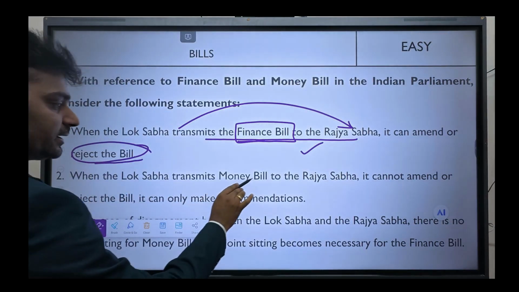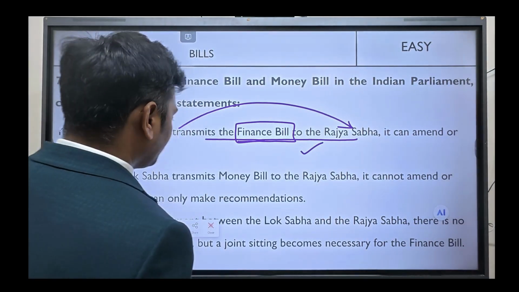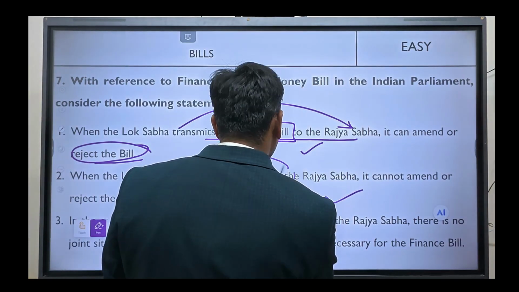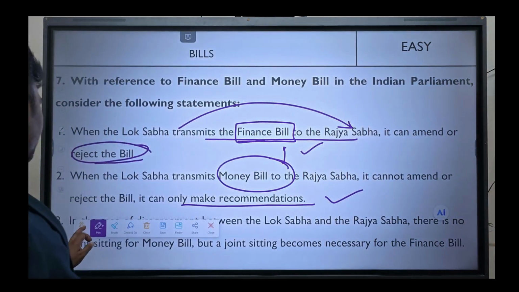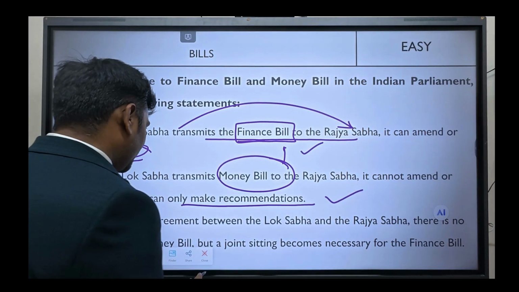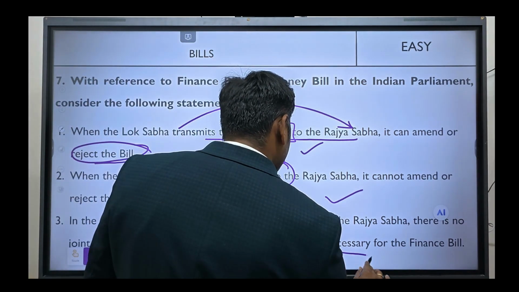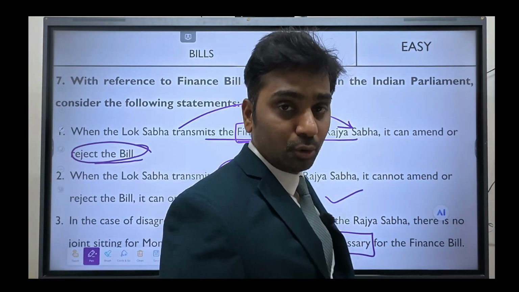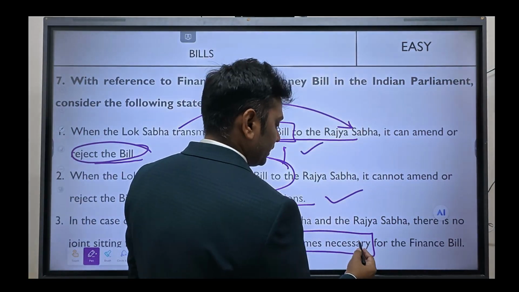When the Lok Sabha transmits a money bill to Rajya Sabha, it cannot amend or reject the bill, but it can only make recommendations. Yes, these are the major provisions of money bill and finance bill. In the case of disagreement between the Lok Sabha and the Rajya Sabha, there is no joint sitting in a money bill, but a joint sitting becomes necessary. It is saying that it becomes necessary. No, there is no necessity.